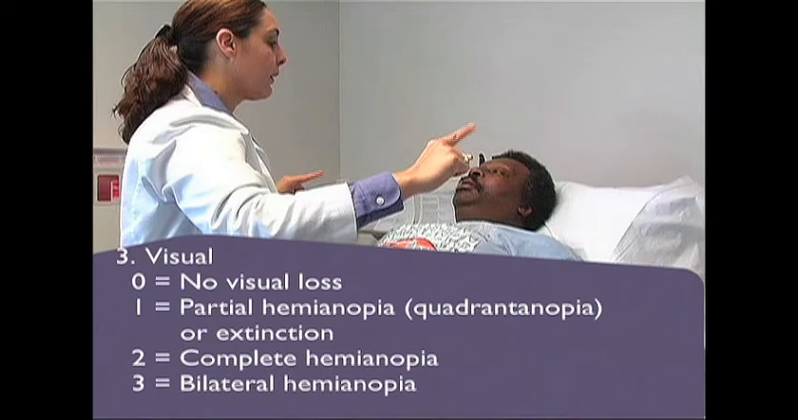Visual fields, as well as double simultaneous stimulation, is performed at this point. The patient extinguishes to double simultaneous stimulation and therefore receives a 1.